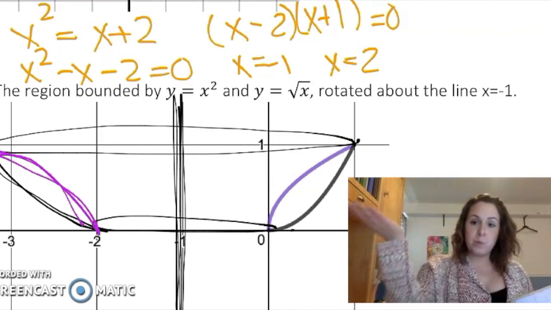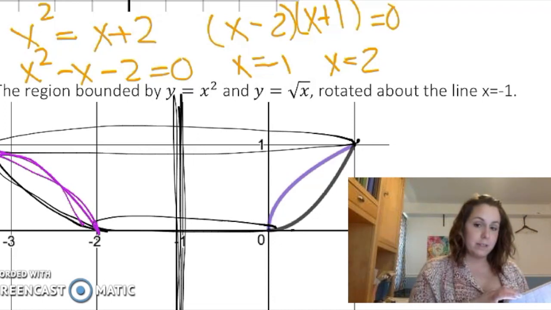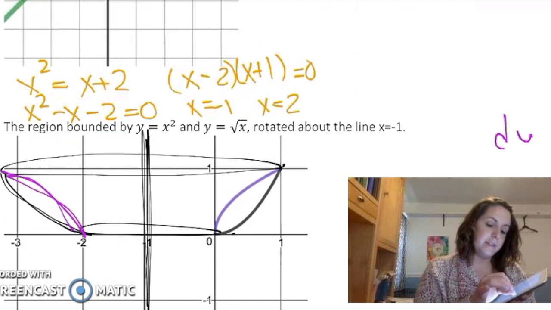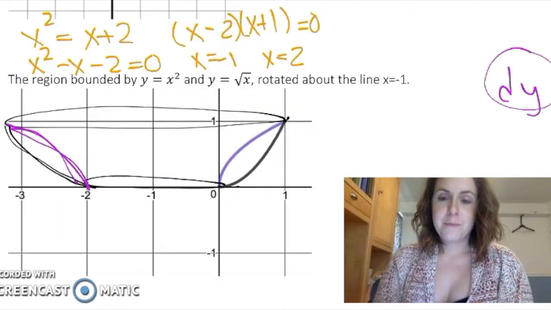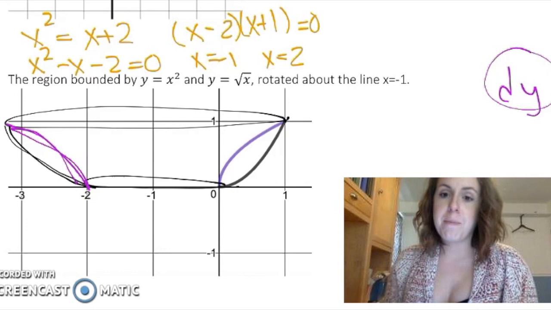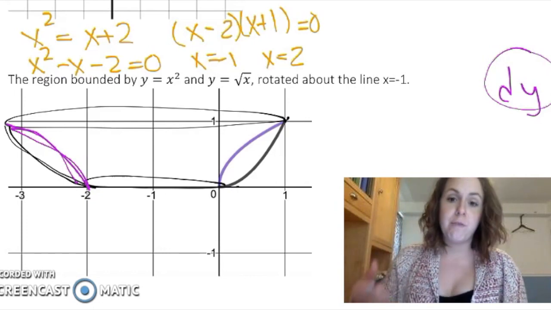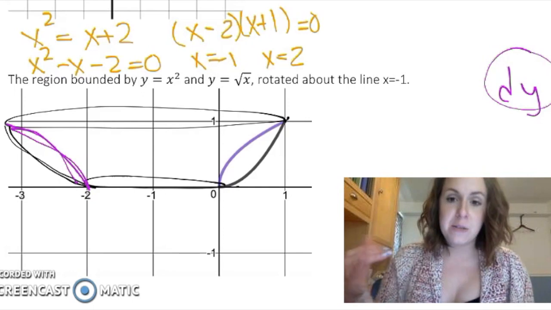So notice when we slice this, we're going perpendicular to the y-axis to get those washers. So I want this in terms of y. So I think this needs to be dy. So what I want to think about doing here is finding my outer radius, finding my inner radius, and then integrating that area in terms of y, with my y values as my bounds.